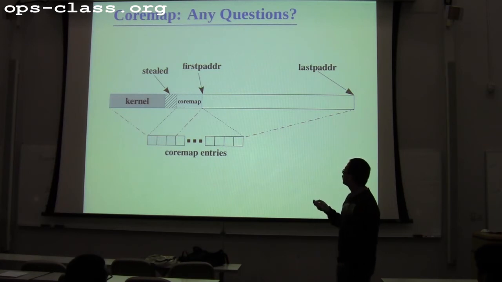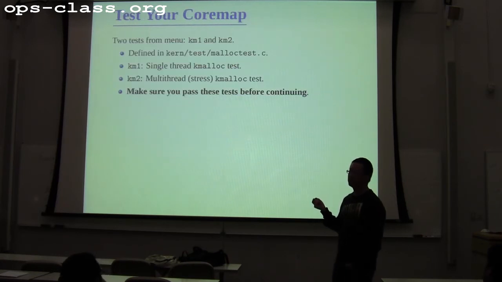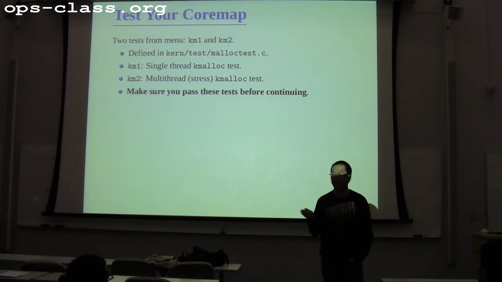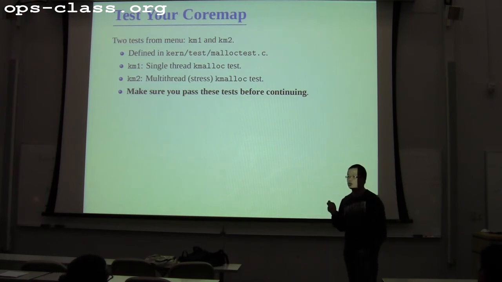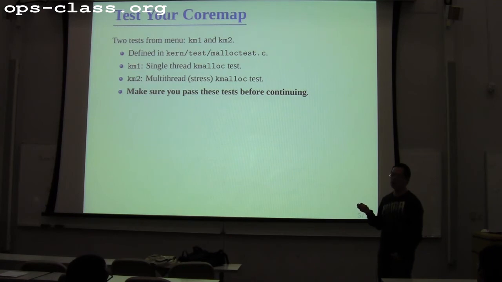Either way, KM2 is used by the autowaiter. KM1 is not run by the autowaiter. But KM1 should also test your call map. It's a single thread, so there will be no synchronization. That should be the case. Yeah.